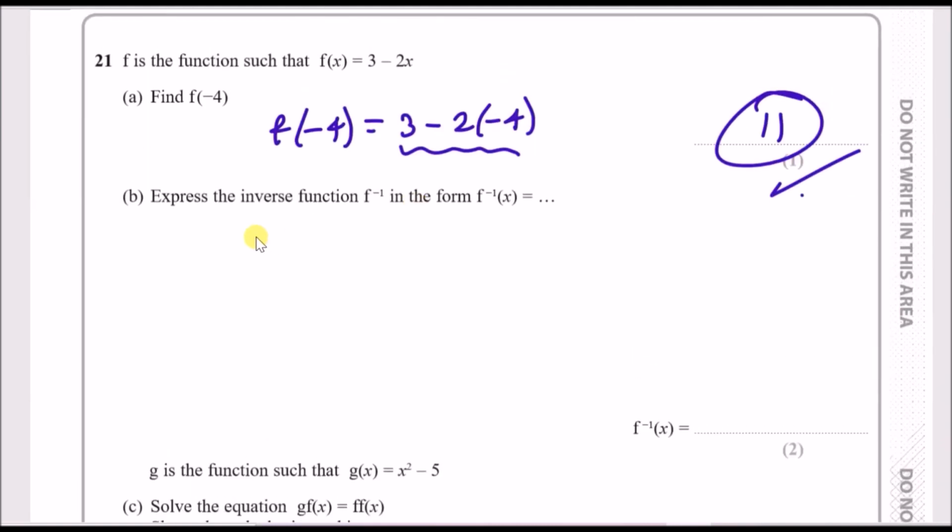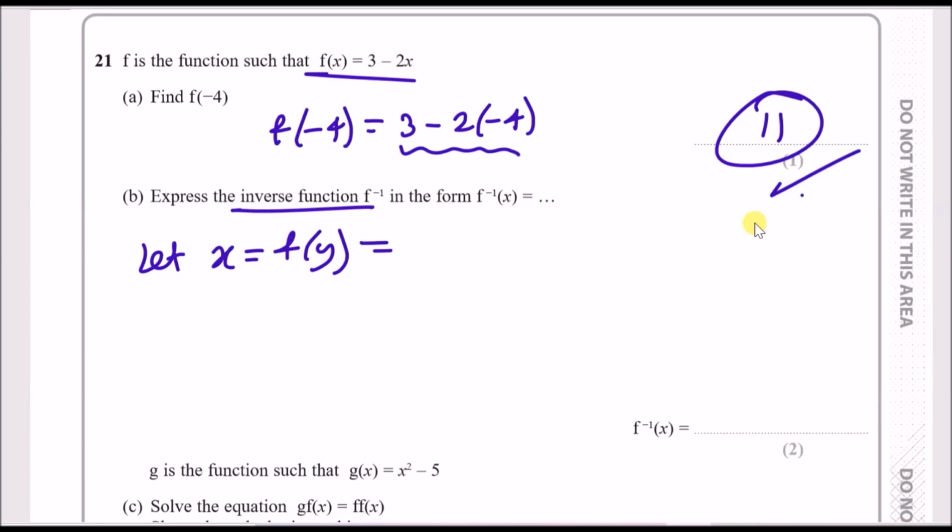B, express the inverse function f to the negative 1 in the form of f to the negative 1 of x. Yeah, I never really understand why they write it like that. But all they're saying here is just compute the inverse function of f. Now, to get the inverse function, there's a nice little trick. I always start like this. I say, okay, let x equal f(y), so you do things in reverse. Essentially, you replace f(x) with f(y), so all the x's become y.